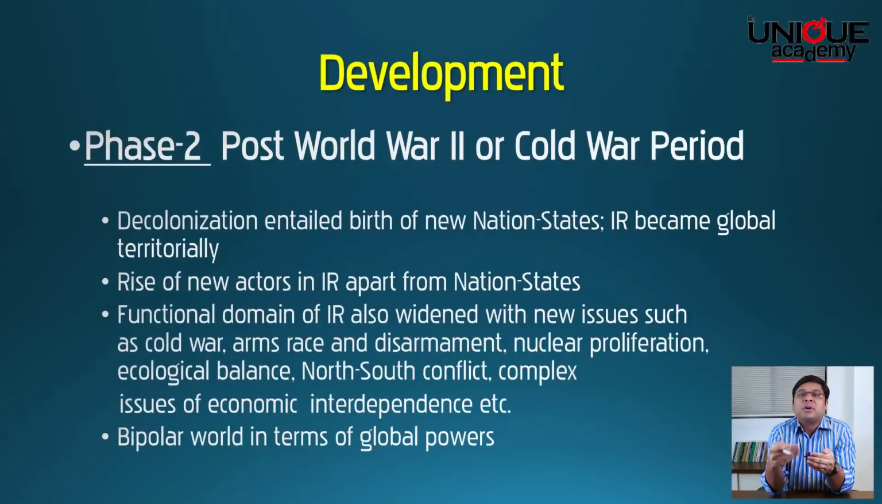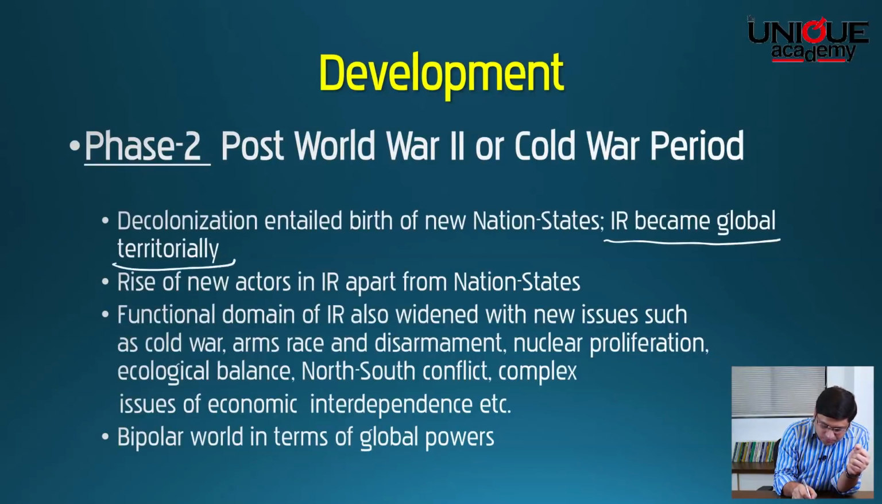The first thing, which we mentioned in the first phase, that is decolonization, gave birth to a number of nations, or rather newborn nations, in other parts of the world, notably Asia, Africa, and the American continent. So as a result of the process of decolonization, we can say that international relations became global territorially. That means international relations, which were so far confined to Europe, became global in terms of territory.